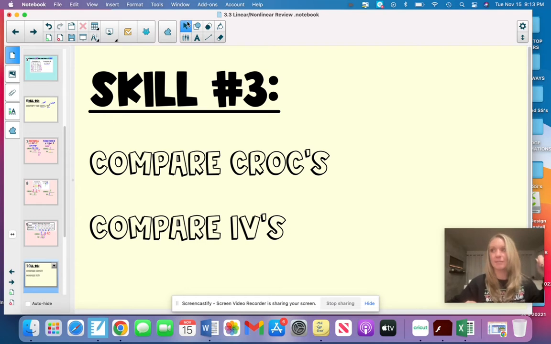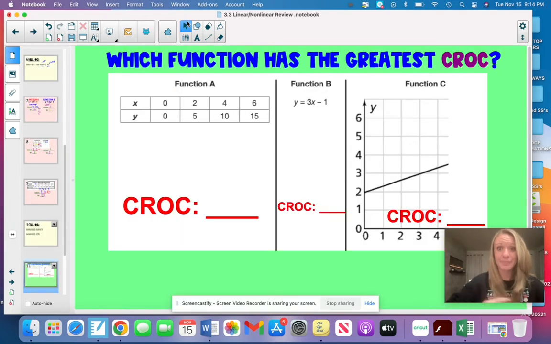Okay, so skill number 3. This is probably the most, not intensive, but it probably requires the most thinking for your assessment. There will be a written response on your assessment, which we'll practice in class tomorrow when you see me, where you have to compare like cracks, IVs, and all that jazz. Okay, so this is going to help you for that.